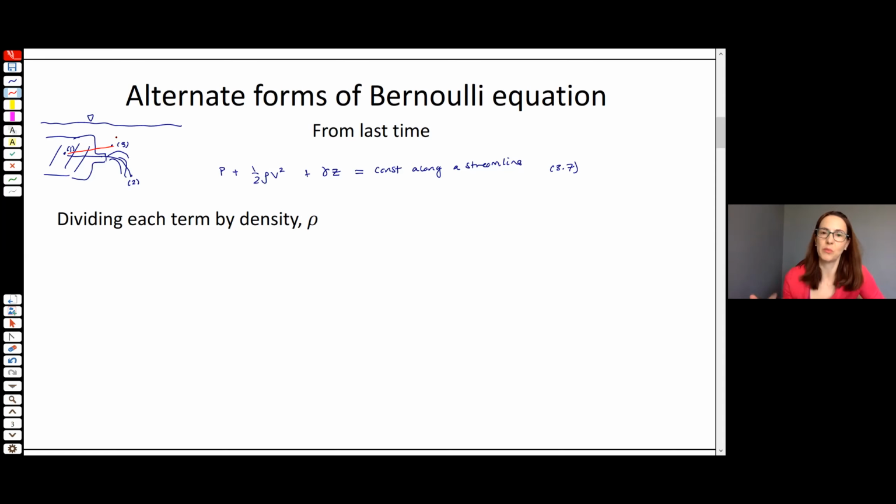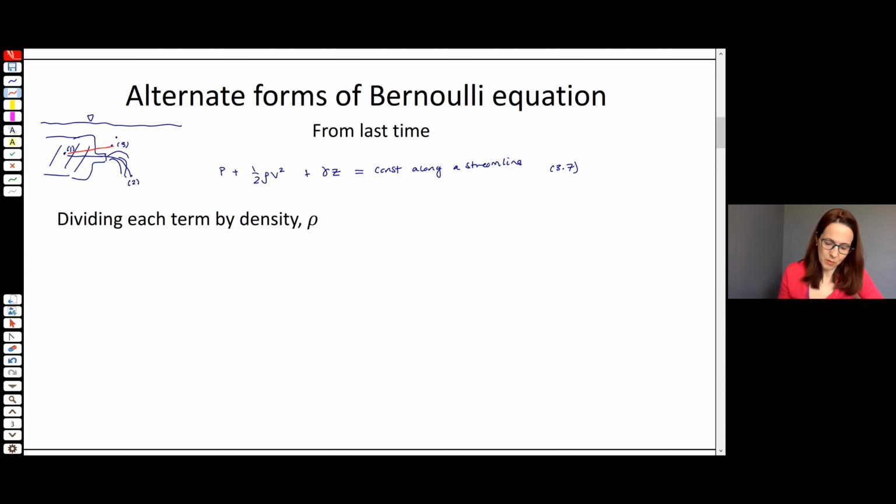So for something to, you can reasonably say, yeah, these two points could be connected by a streamline, you have to be able to imagine that a fluid particle can travel from point one to point two. All right, so along a streamline, steady, inviscid, incompressible flow, you can use this equation, and it's very handy. All right, so what happens now if we take this equation and we divide each term by the density?